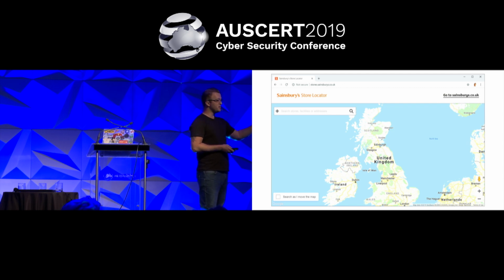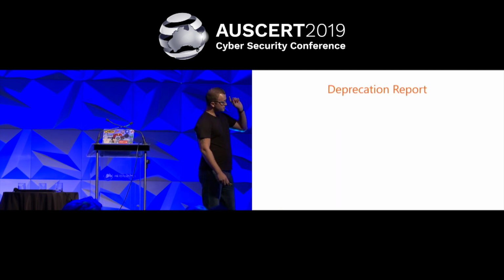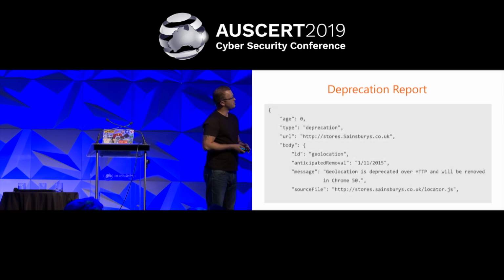If the browser vendor is going to deprecate something that you do depend on, would you like to know about it? With deprecation reports, the answer is yes, you can if you wish. Had we had deprecation reporting back then, this is the JSON payload that those websites would have received. You get the same JSON payload format we saw before. The type is now deprecation. What URL did you go to? The body of the report, ID.